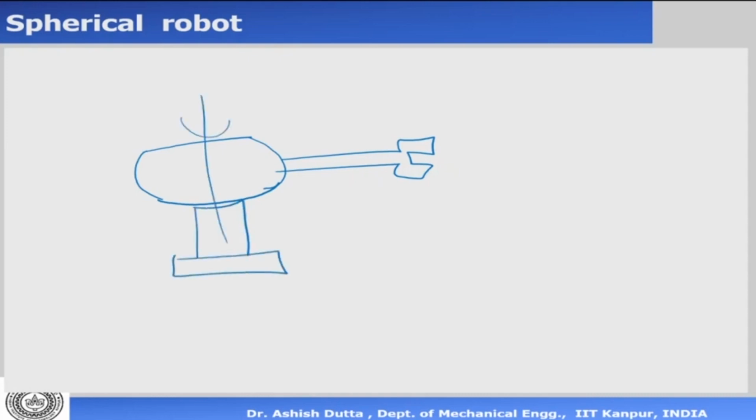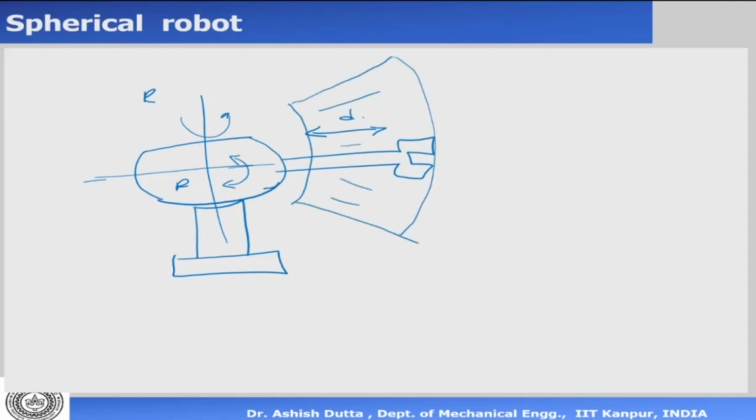Okay, so this can rotate, and this can go like this, up and down. This has 3 degrees of freedom: revolute and prismatic. And what was the shape of the work volume? The shape of the work volume was something like this. Okay, part of a sphere. That was the shape of the work volume.